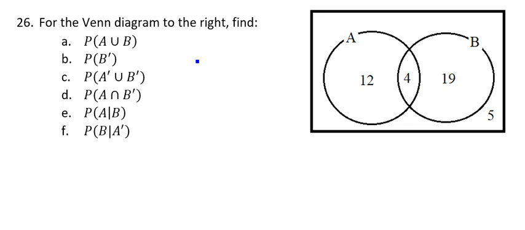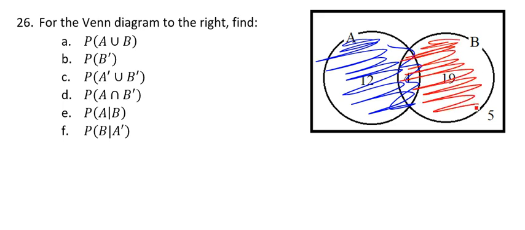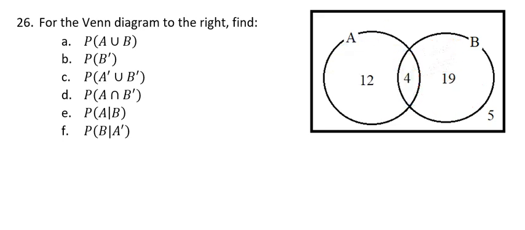A union B is the math expression for A or B, which means everything in A, which is all of this, and everything in B has to be counted. So everything in A has to be counted. Everything in B has to be counted. The things in A and also B have to be counted, just don't count them twice. So I need to count everything that's got any shading on it right now. I'm just going to erase because it's hard to see.